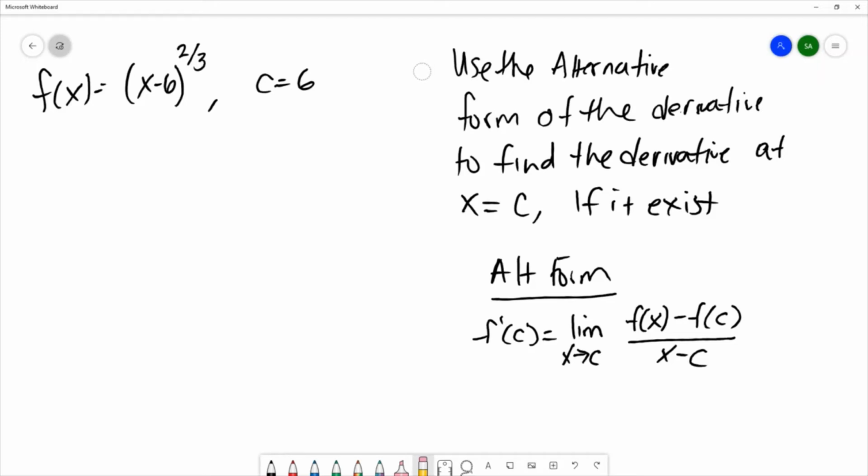This question says use the alternative form of the derivative to find the derivative at x equals c if it exists. The alternative form of the derivative is this here. F prime at c, the derivative at c, is the limit as x approaches c of f of x minus f of c over x minus c. So this is the derivative at a particular point. And for this example, we have our function f of x equals x minus 6 to the 2/3, and the value of c being 6.